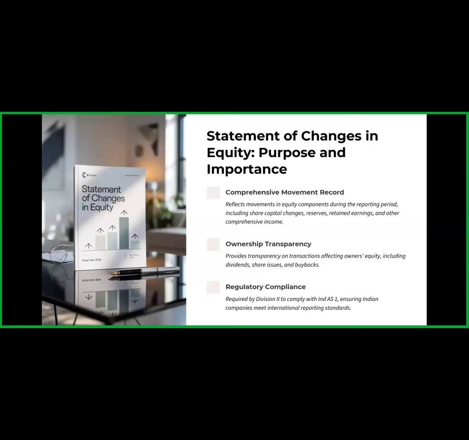These are some of the detailed instructions given in the Companies Amendment Act, Division 2, Part 3, regarding the balance sheets. Now we will see the statement of changes in equity, its purpose and importance. Why is this statement important from the point of view of the business?